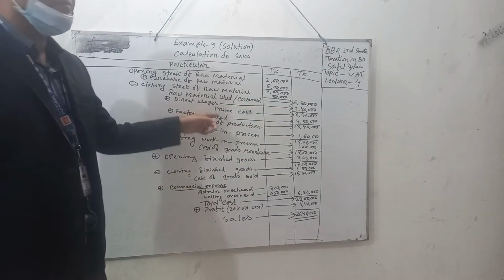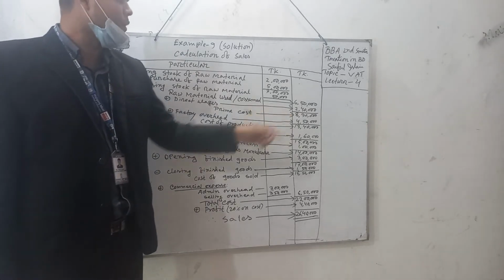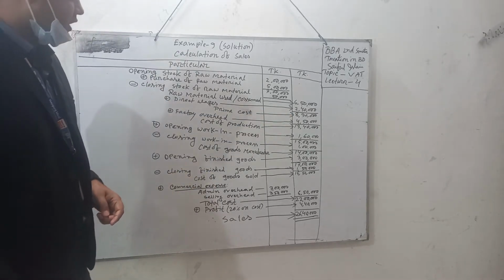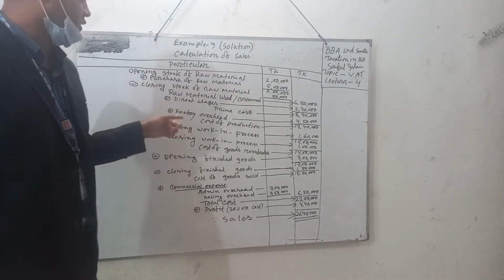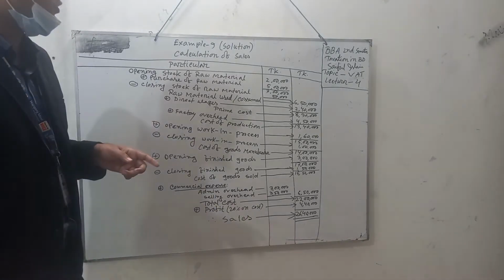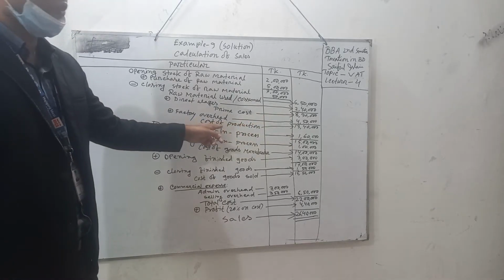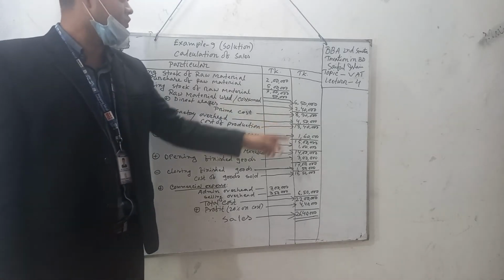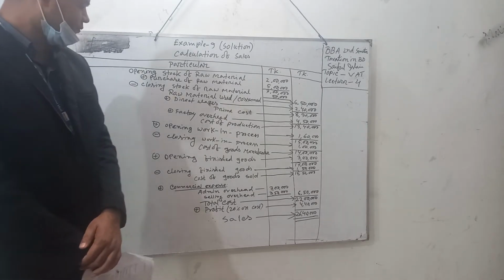Then the answer will be prime cost. Here prime cost is 8,90,000. With prime cost we will add factory overhead. Given in the question, factory overhead is 4,50,000. Then the answer will be cost of production. Here cost of production is 13,40,000.